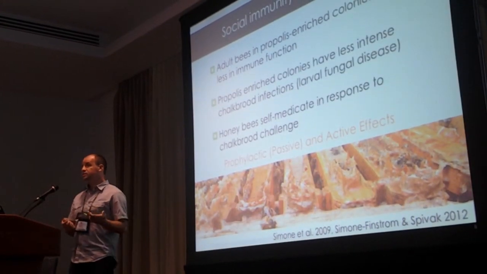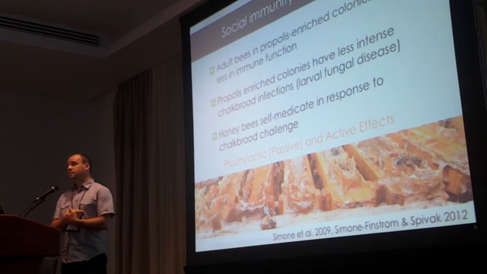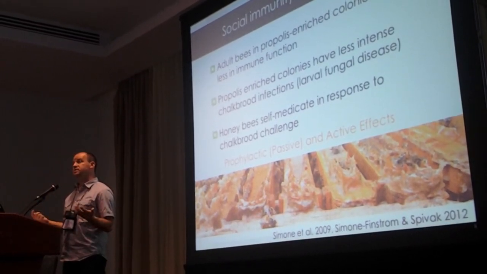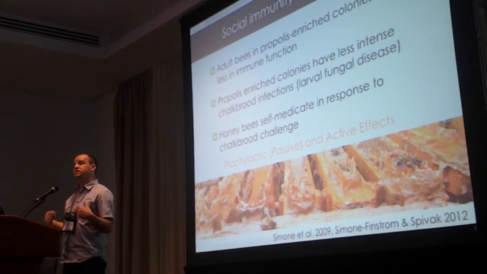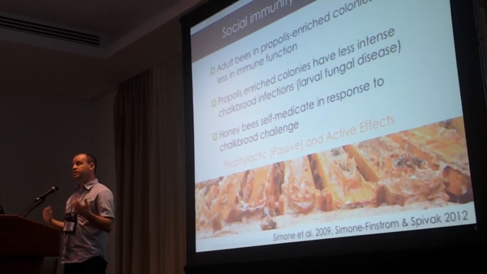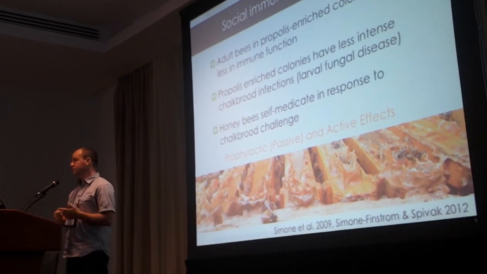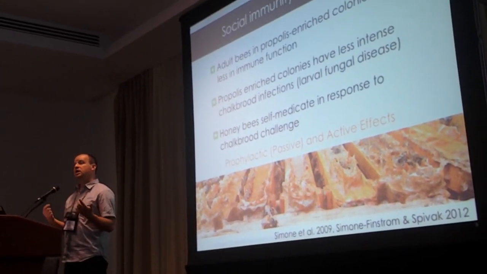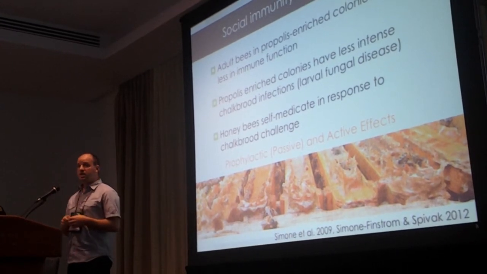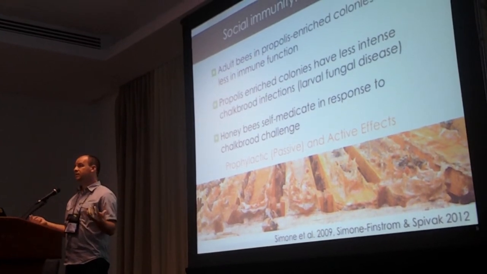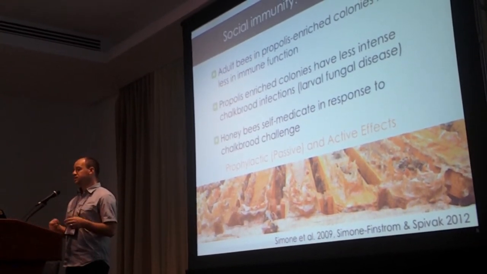So how is this social immunity? Previous work has shown that when colonies are enriched with resins, it knocks down the general bacteria in these colonies, and the immune system of those bees within those colonies is basically relaxed, so it frees their immune system up to fight off pathogens. It also has direct effects against a larval fungal disease called chalkbrood, and they actually self-medicate with resin. So if you give them this fungal disease, they will increase resin collection.